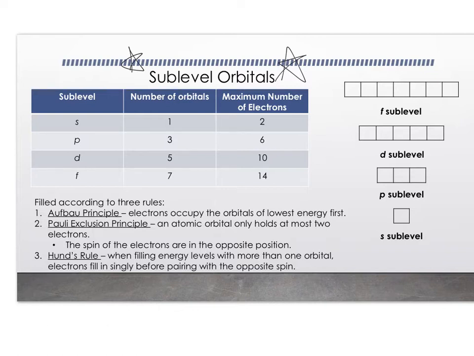So your S sublevel has only 1 orbital, and that can hold a maximum of 2 electrons. So think of the boxes as representing an orbital, and 2 electrons can fit inside of that box, or in each of those boxes.